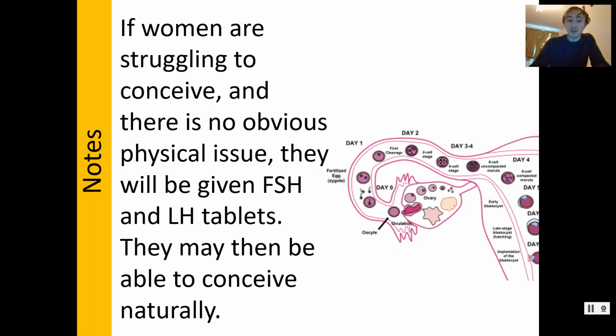She'll then take those tablets, and hopefully, if she takes it at the right time, your doctor will tell her when to take the different tablets, she'll release an egg normally, and she'll be able to get pregnant. And about 20% of women will be fixed is the wrong word, will be helped that way. So that's excellent. That's really good. But it's only 20%, that leaves 80% of women who still have an issue.